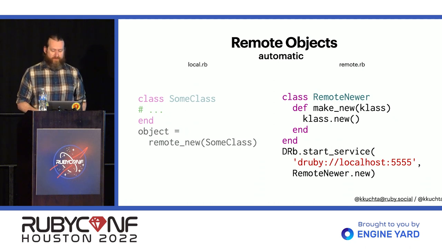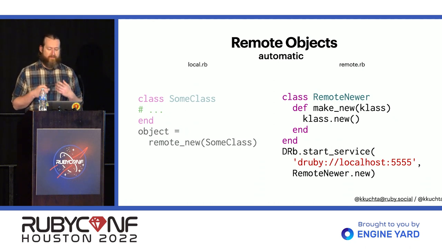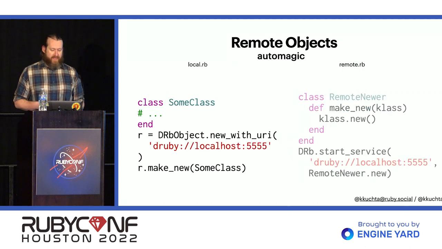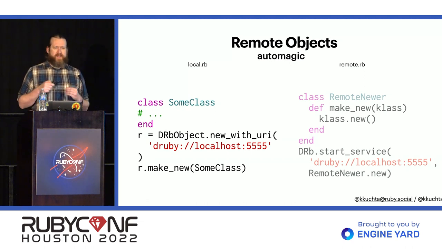So here I'm creating a class called remote newer with a method make new. All it does is it takes in a class, calls new on it, and then returns the resulting object. We set that up as a Ruby service, and now on my local side, I can create an instance of this remote newer using derbobject.new with URI and call make new, give it a class, and I should get an instance of this some class. And this sort of works, but it doesn't quite do what we want. Let's take a look at why.